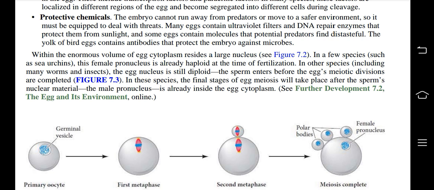Within the enormous volume of egg cytoplasm resides a large nucleus. In a few species, such as sea urchins, this female pronucleus is already haploid at the time of fertilization. In other species, including many worms and insects, the egg nucleus is still diploid. The sperm enters before the egg's meiotic divisions are completed. In these species, the final stage of egg meiosis will take place after the sperm's nuclear material, the male pronucleus, is already inside the egg cytoplasm.